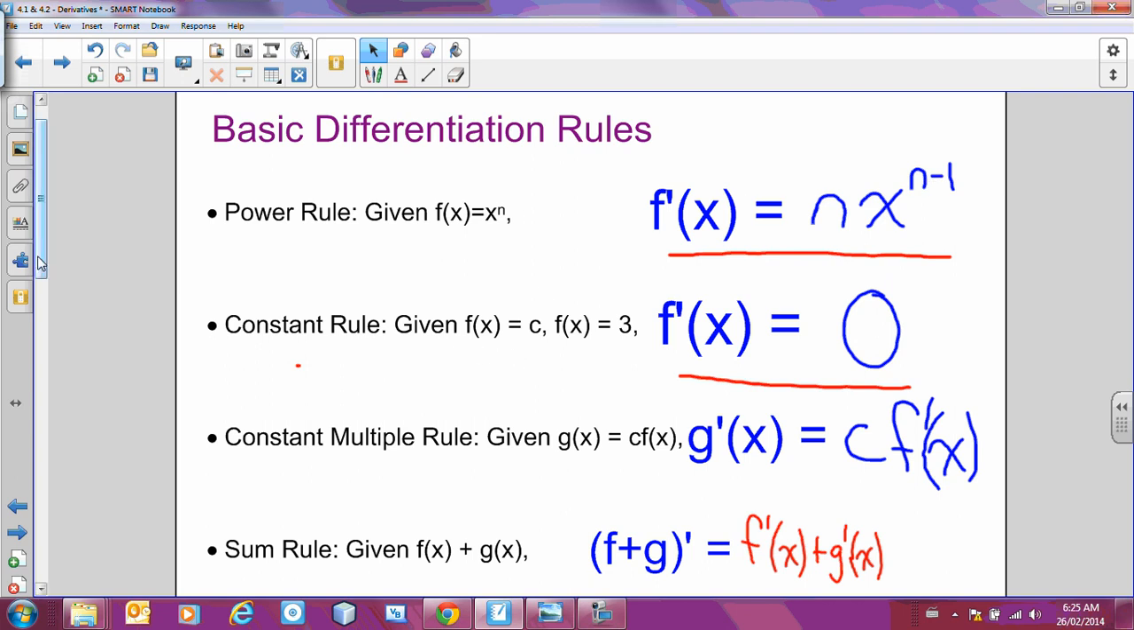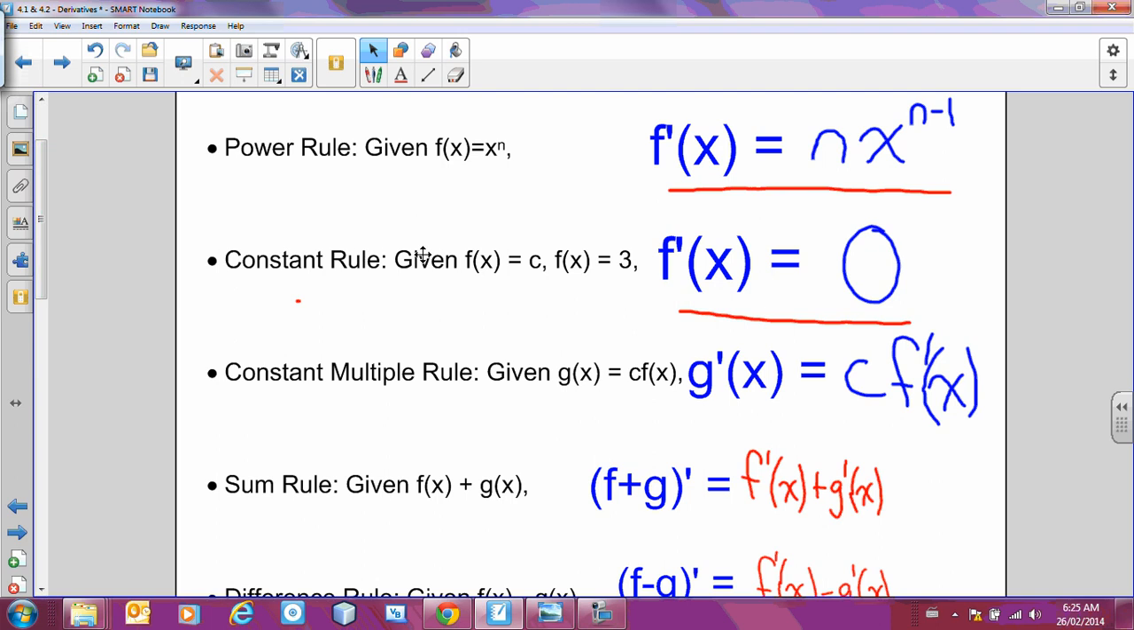There are a few more little rules here that we should have. The constant rule simply tells me, and don't worry about the names of these rules, these all will be very apparent as we use them a little bit. But basically, this is saying what is the slope of f at x equal to 3. If we think about the fact that f at x equals 3 is just y equals 3, a straight line, the slope is, well, I rise nothing and run across, so the slope is 0. So if you take the derivative of any constant, you get the value 0.